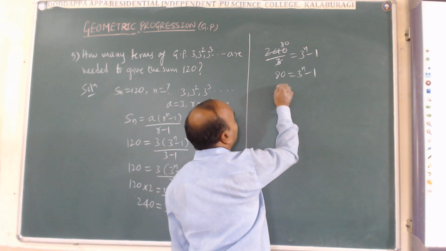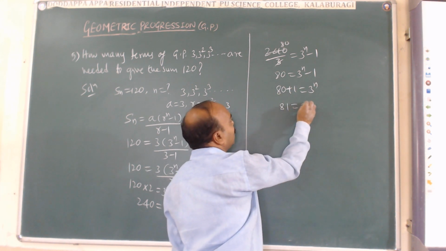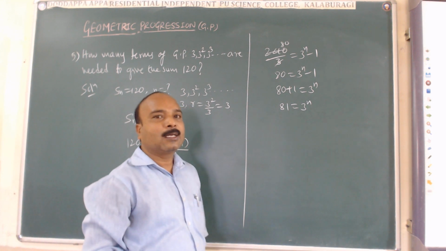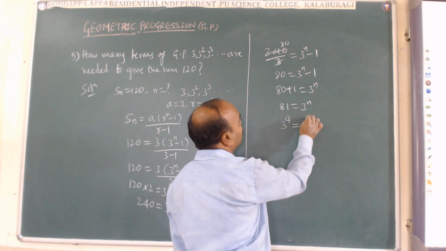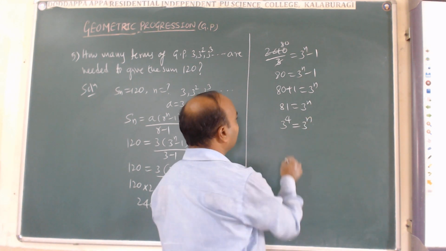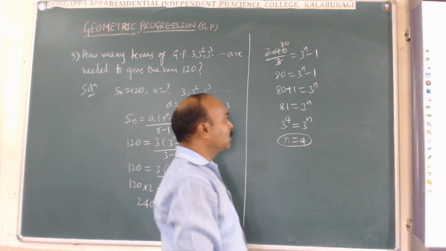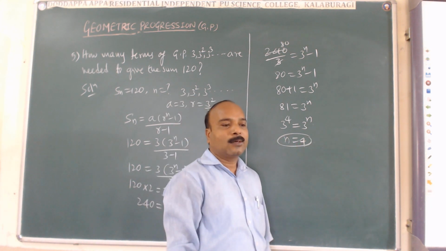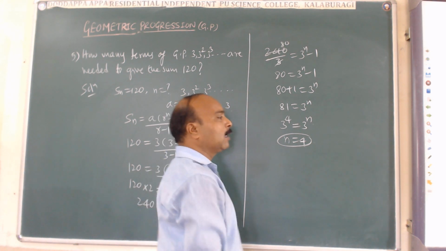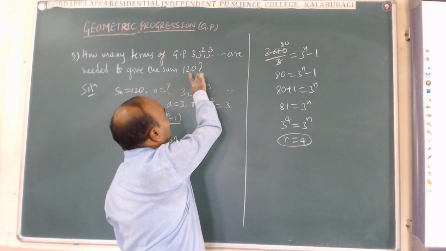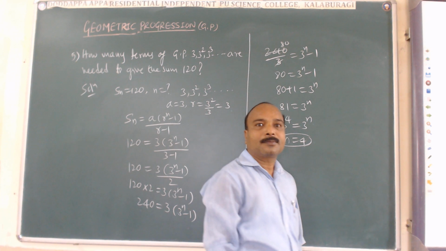Now take 1 to this side, 80 plus 1 equal to 3 power n, so 81 equal to 3 raised to n. 81 can be written as 3 raised to 4 equal to 3 raised to n. Therefore n value is 4 for this, because bases are equal, powers are also equal. Therefore the required value of n equal to 4. Therefore to get the sum 120 we need a total of 4 terms of this given geometric progression.